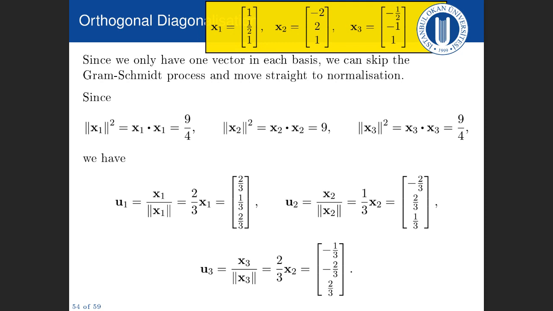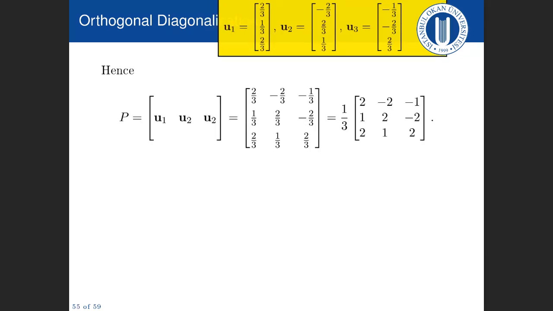u1 is x1 divided by the norm of x1, so that's 2/3 x1. u2 is x2 divided by the norm of x2, 1/3 x2. And u3 is going to be x3 divided by the norm of x3, 2/3 x3. Oh, typo just here. This should be x3. So we have our u1, u2, and u3. We've done the work then. We can write down our matrix P. The first column is u1, the second column is u2, and the third column, again another typo, should say the third column is u3.